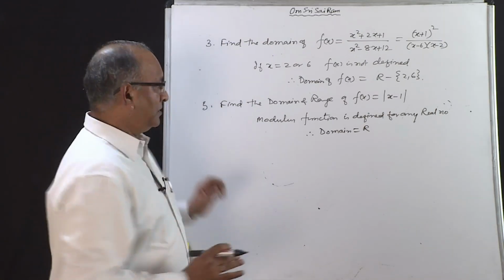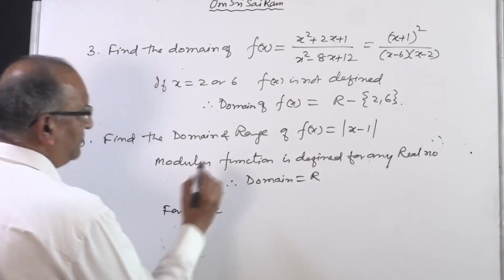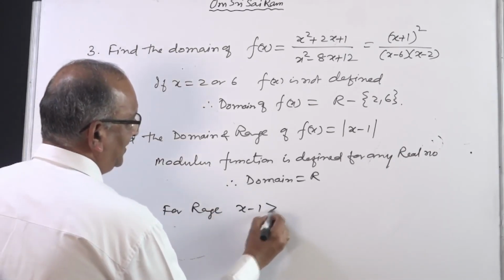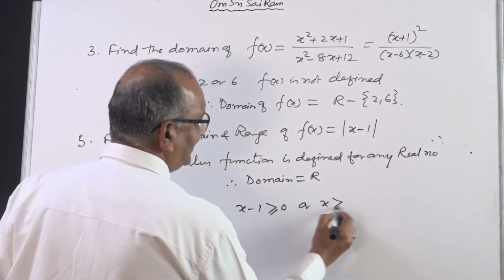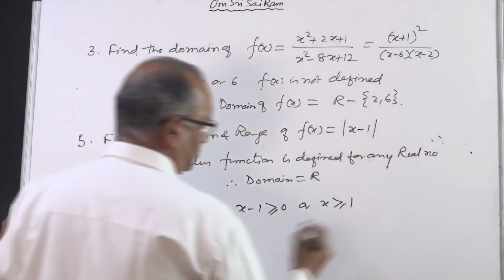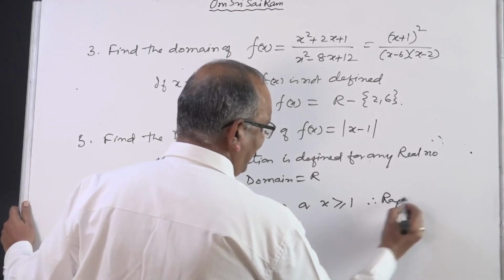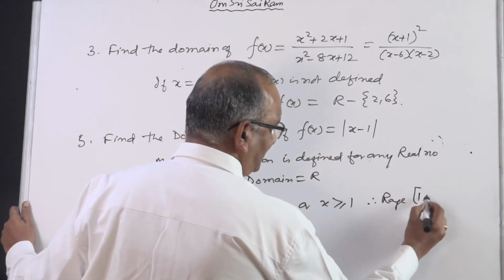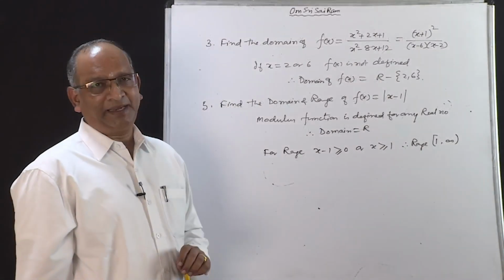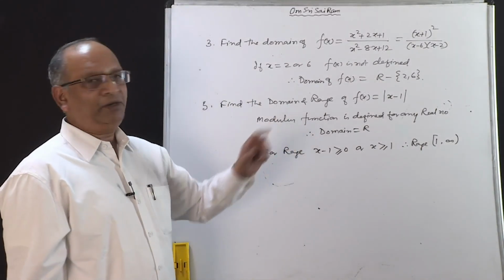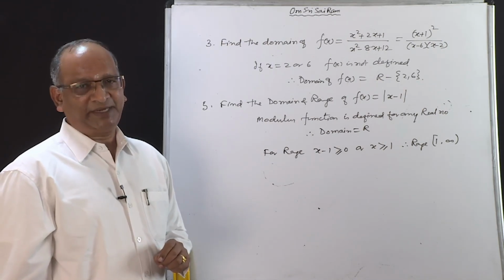So for range, we can say that x minus 1 is greater than or equal to 0, or x is greater than or equal to 1. So we can say range is 1 onwards up to infinity. Any real number from 1 to infinity will be the range of this function. Let us move to the next problem.